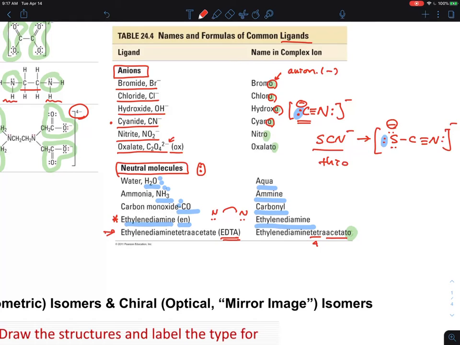The name for this one is essentially thio, meaning sulfur, and then cyanato. So it's a negative ion, a sulfur-containing cousin of cyanide, CN. This is a negative charge, so this name can be found from this component. The thiocyanato is the one that you can find from there.